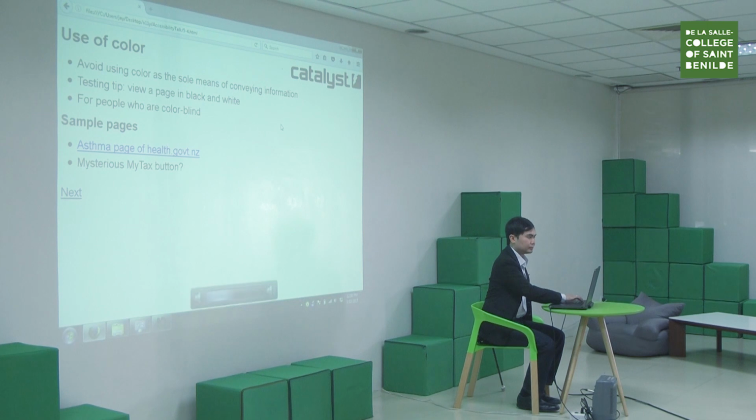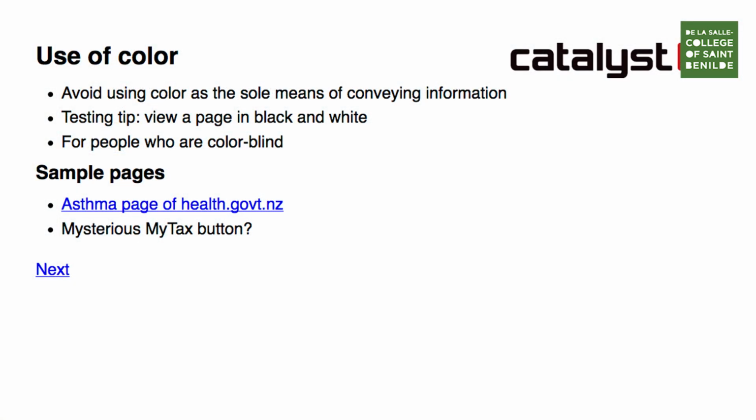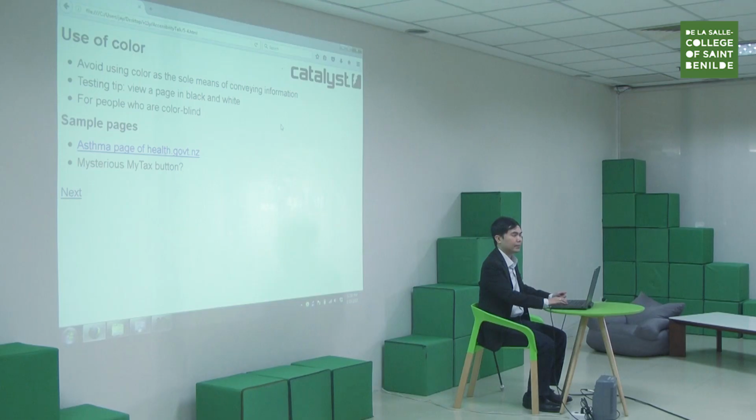Next technique. This is for people who are colorblind and people who are totally blind. When you're designing web content, please do make sure that you do not rely solely on color to convey information. Please do recognize that not everybody will be able to distinguish red from green or green from blue. This accessibility technique benefits people who are colorblind.